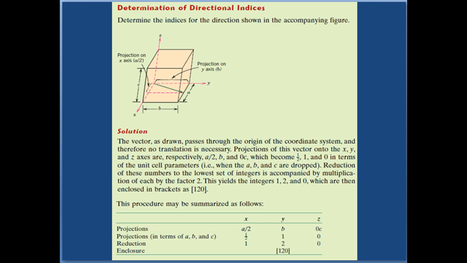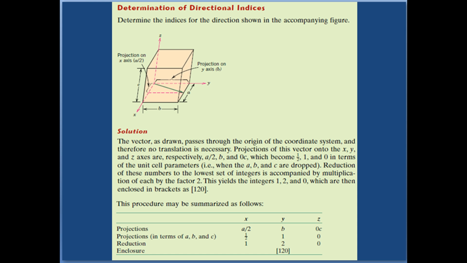Now we are going to discuss a problem on determination of directional indices. The problem is: determine the indices for the direction shown in the accompanying figure. Before determination of directional indices, we will discuss the procedure for determining the directional indices. A crystallographic direction is defined as a line between 2 points or a vector. The following steps are used to determine the three directional indices.